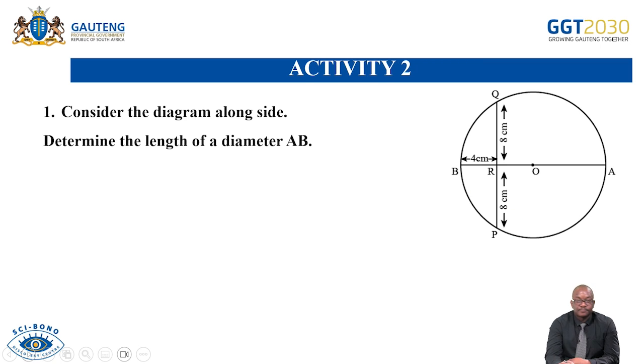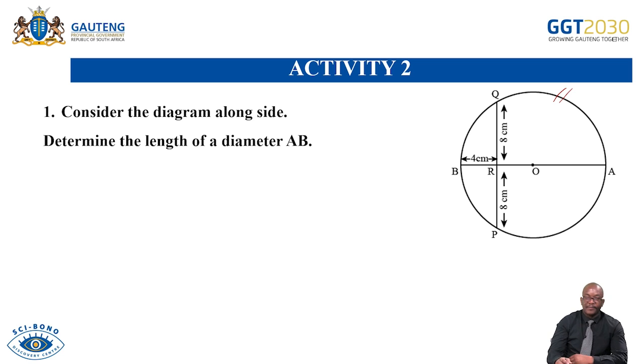So now, let's look at activity 2. In activity 2, the question says you must consider the diagram alongside. We have our diagram there. Then the question says we must determine the length of the diameter AB.